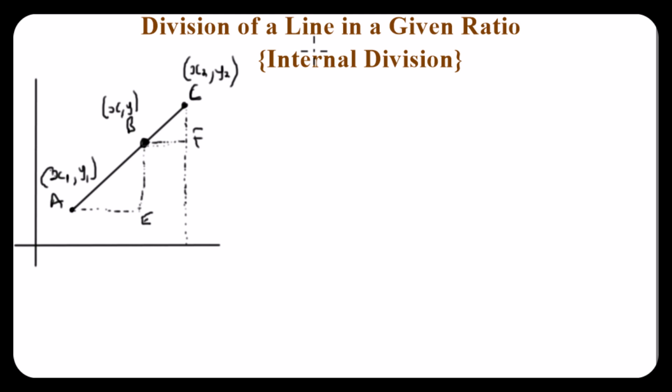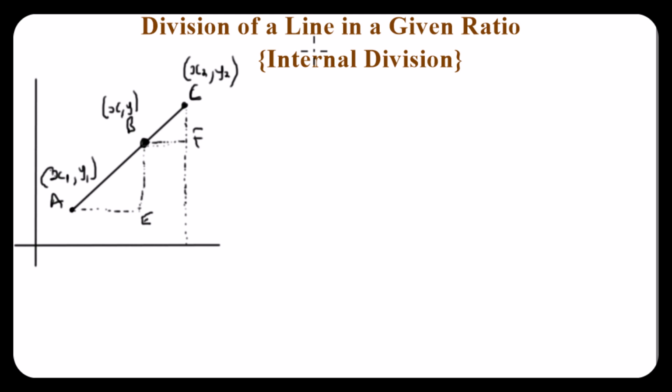In this video, we want to look at the concept of dividing a line in a given ratio. Looking at the first type of division of a line in a given ratio, that is the internal division. And in the next video, we'll talk about the external division. What does it mean to divide a line in a particular ratio, or in a given ratio, internally?